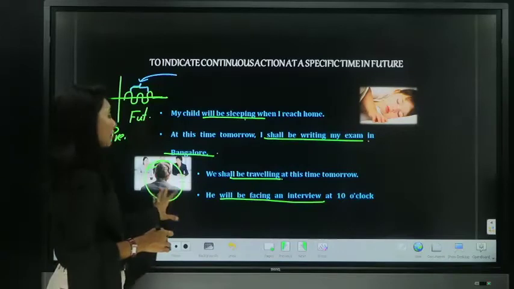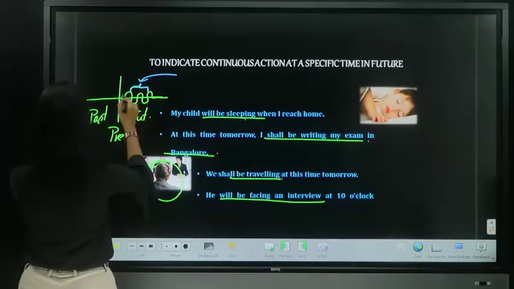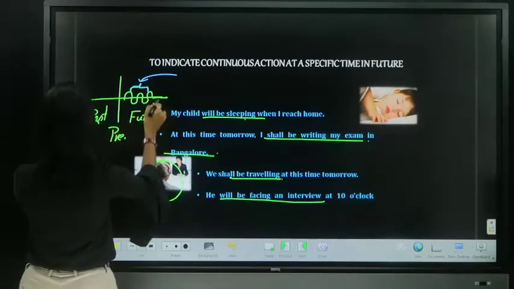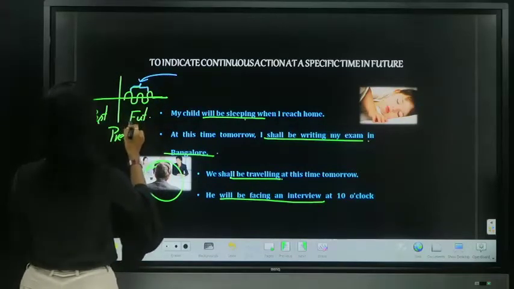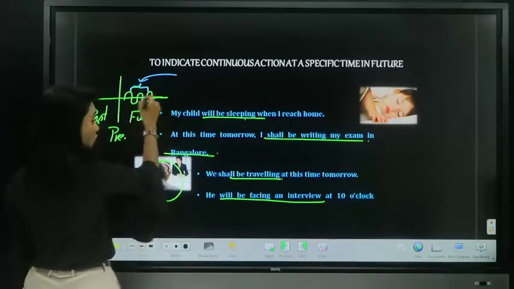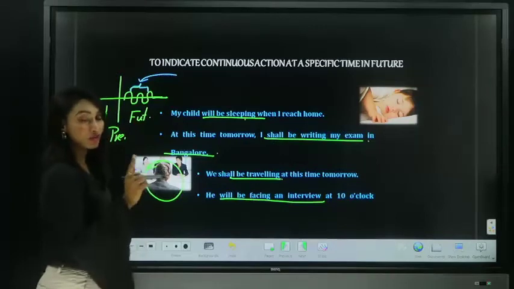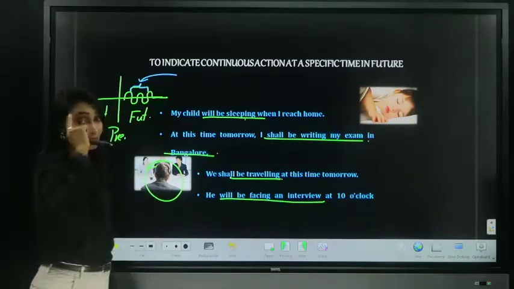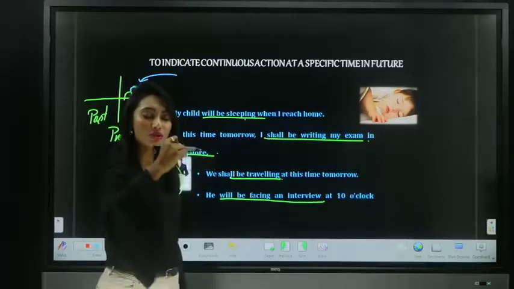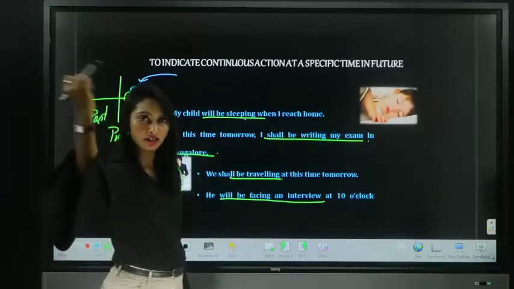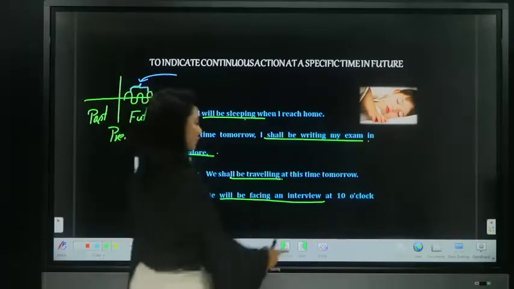So do remember, future continuous talks about the action which will be going on at some point of time in the future, and it has no connection with present or past. It talks about the continuous action. Remember that. It has no connection with present or past. Again, it depends upon our thought process, imagination. Action will be going on in the future. Now, let's move on to the next one.